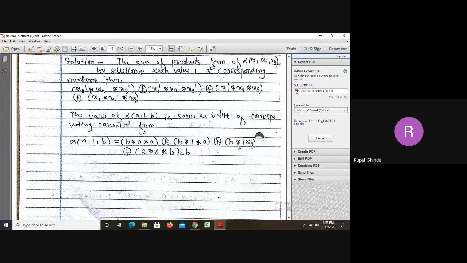So 0 plus 0 plus B plus 0. So the final answer for this expression is B. That's why we have written here B.